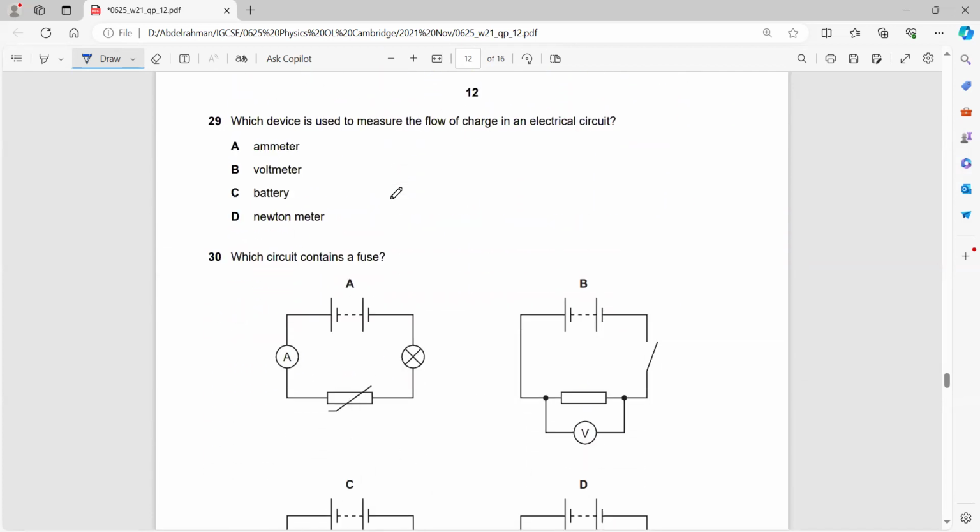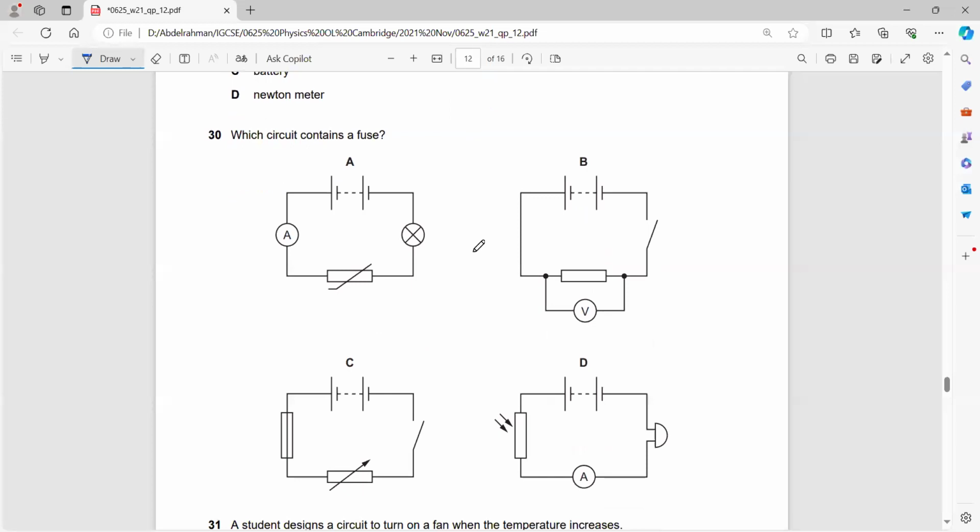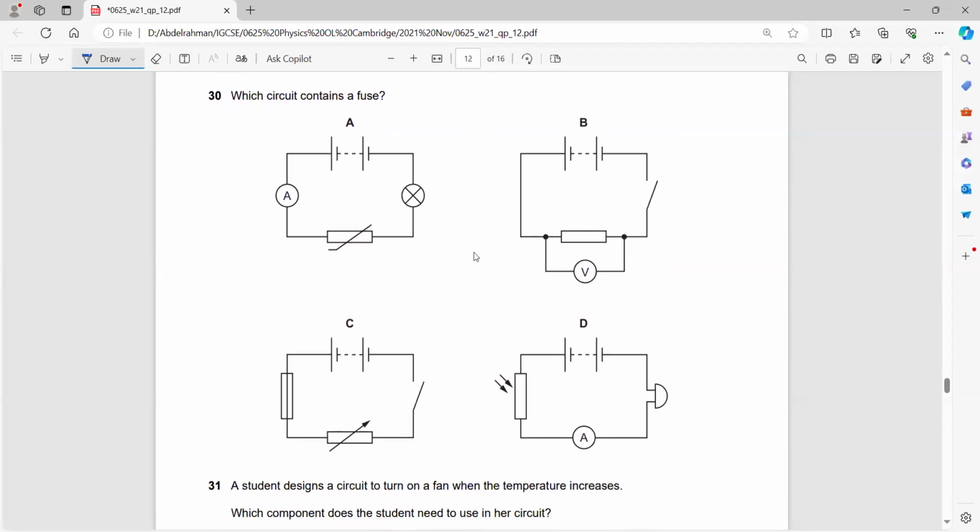Which device is used to measure the flow of charge in an electrical circuit? Flow of charge is the current, which is an ammeter. Which circuit contains a fuse? Quite easy. The only circuit containing a fuse is C.